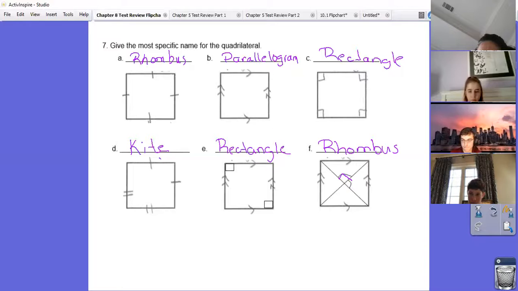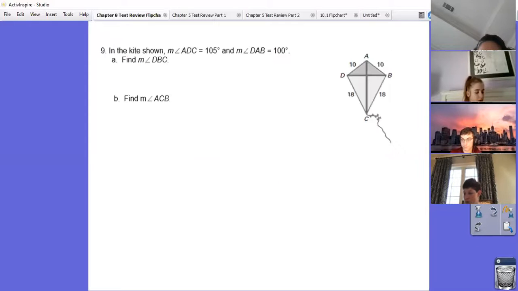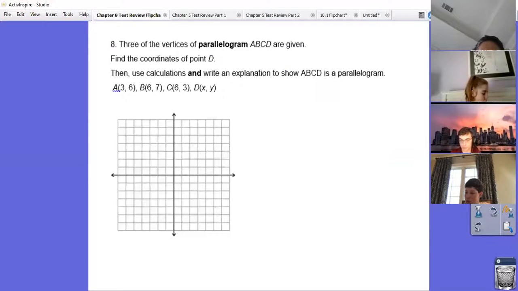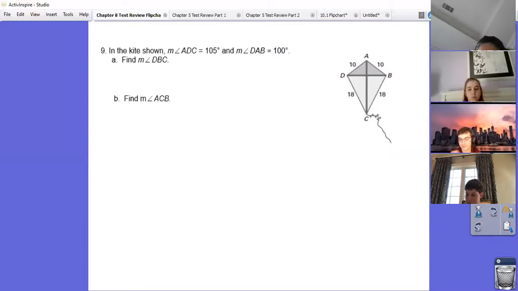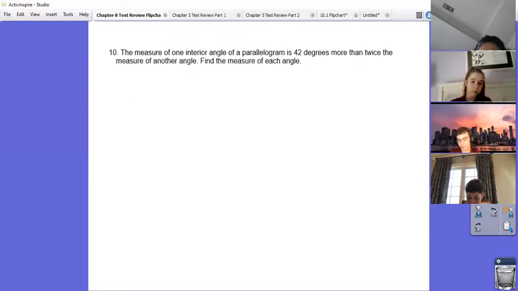Any other questions on chapter 8? Do we feel good about... we won't have one like that because it's too hard to do in a Google form. Oh, it was number 10. Okay. Didn't we do this one in class?